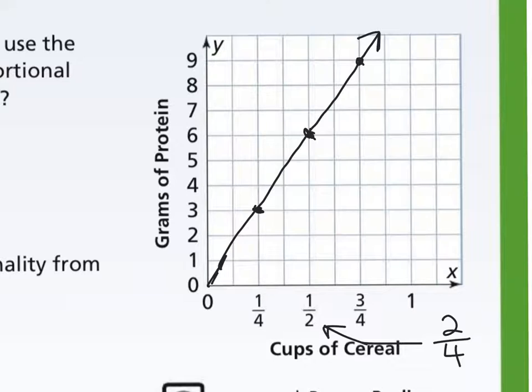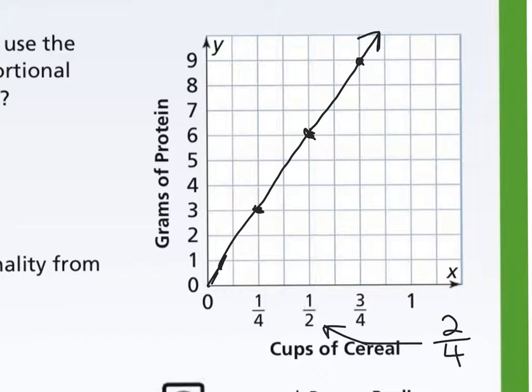When you make your line, you want to go past your last point a little bit, put an arrow on the end to show that it keeps going. So once we graph that, we can look at our graph and talk about what we did earlier to see if it's proportional. Proportional, it should go through (0, 0), and it should be a straight line. Since this graph has both of those qualities, this would be a proportional relationship.